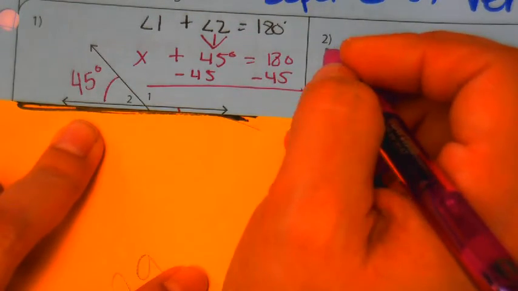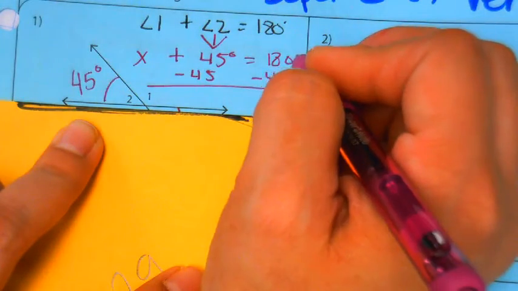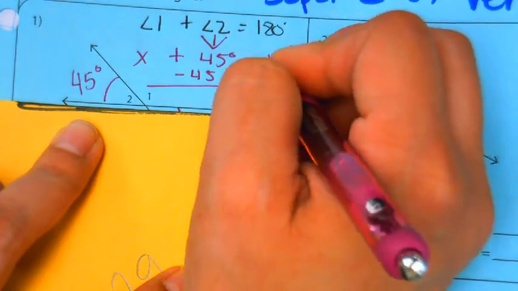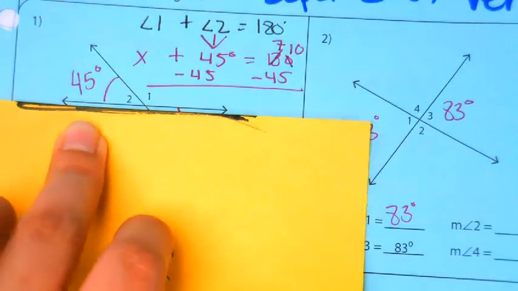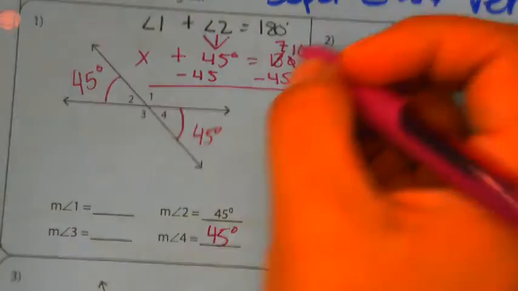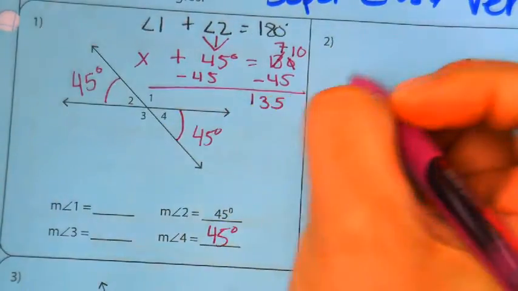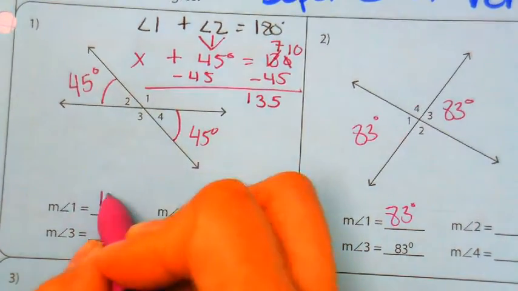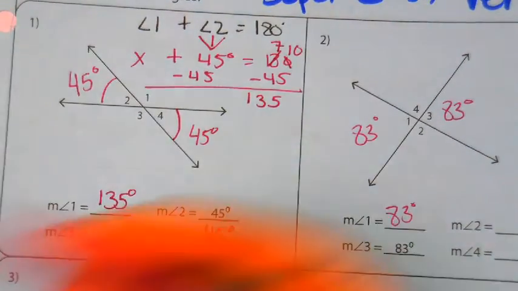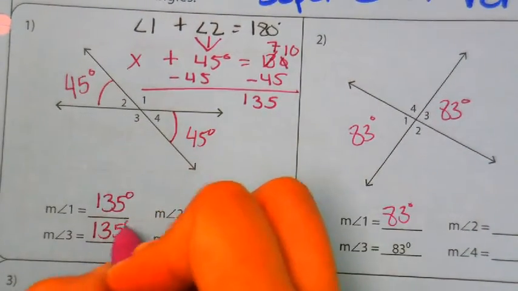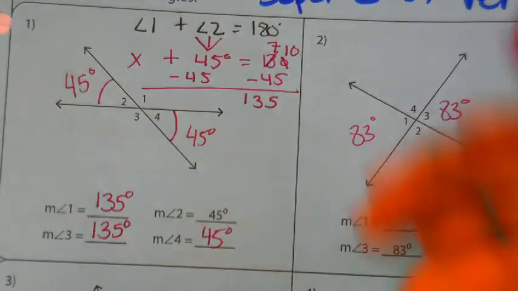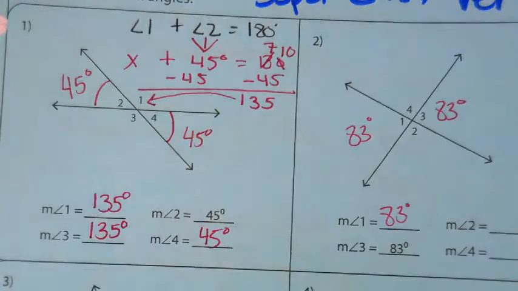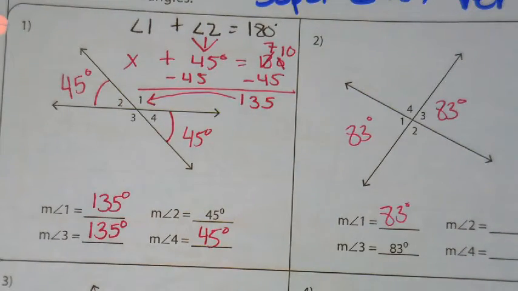X equals what? So angle 1 is 135. What else do we know now? 3 is 135. Because angle 1 and angle 3 are vertical. So once you did the work for angle 1, you also did the work for angle 3. We're multitasking. Number 2.